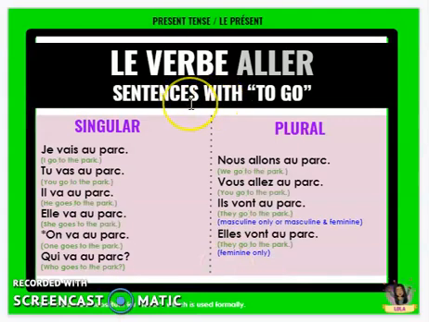So I've just added sentences here with the verb aller, which means again to go. So the same thing as before, except that I've added au parc, which means to the park. Je vais au parc. Tu vas au parc, il va au parc, elle va au parc, on va au parc, qui va au parc. Nous allons au parc, vous allez au parc, ils vont au parc, elles vont au parc.